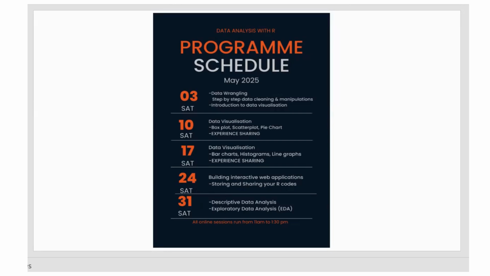Then for the next 2 weeks, we'll go deeper into different kinds of visualizations, from the simple ones, some of which we can even see today, and then we'll go into more complex ones. Yes, and then May has got 5 Saturdays, which is a good thing for all of us. And then the coming week after data visualization, we will be dealing with building interactive web applications, and also storing and sharing your R codes. So these are very important, because at the end of the day, we want to make sure that everyone is able to write a project and to share a project.